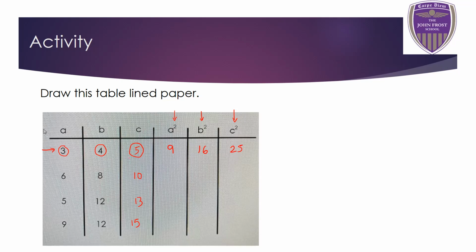Now I want you to fill in the rest of the table with the other missing values for A squared, B squared, and C squared for each triangle. And when you've done that, I want you to see if you can come up with a rule. So pause the video, and when you're ready, press play, and we can see where it takes us.